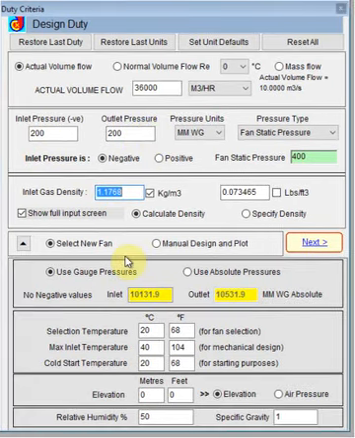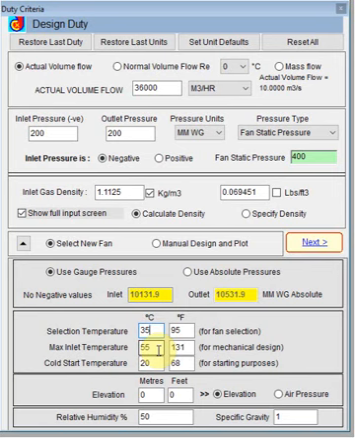Let's have a look at some of these other options that can affect the fan selection. The selection temperature here can be specified by the system designer, or it may be at ambient conditions. If it's a hot climate, it may be, say, 35 degrees C. That will also affect the density. The maximum inlet temperature here should always be set higher than the selection temperature, and this is for the mechanical design of the fan. This in some cases could be quite high.